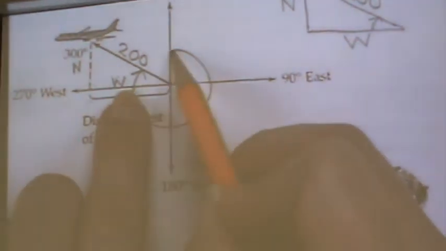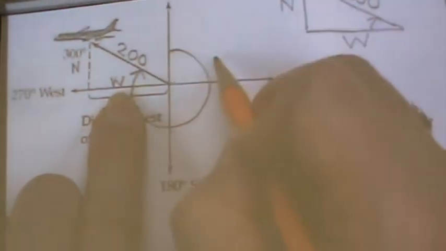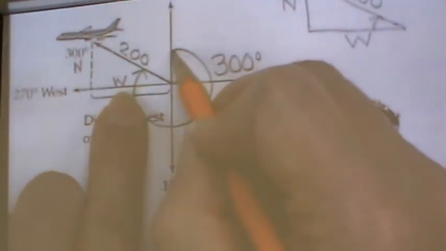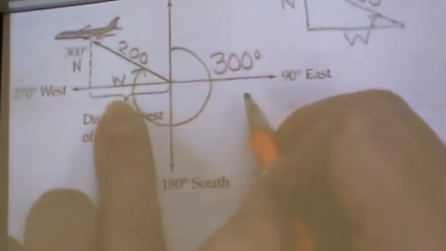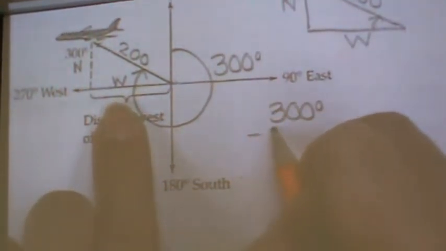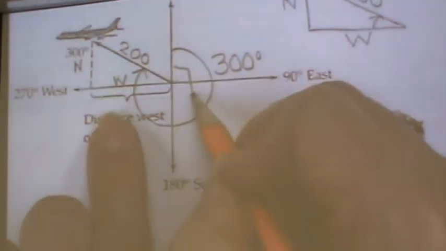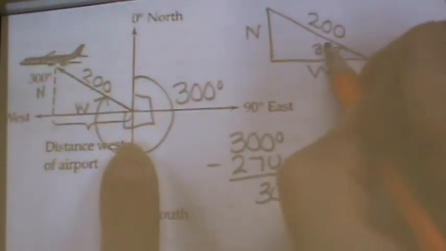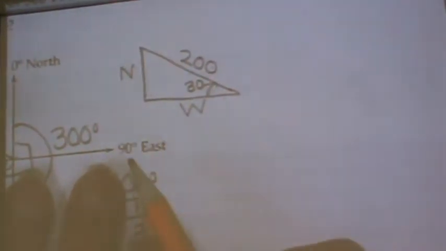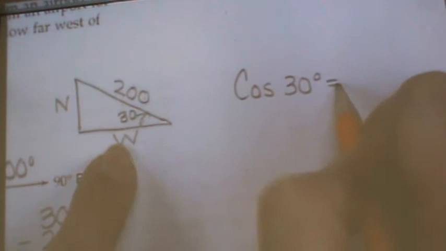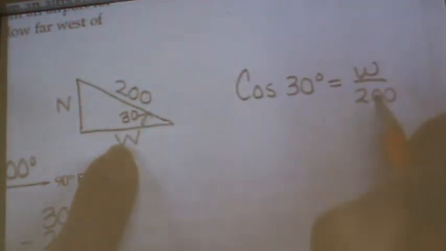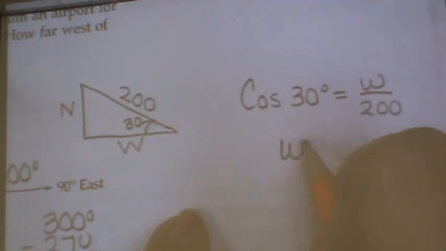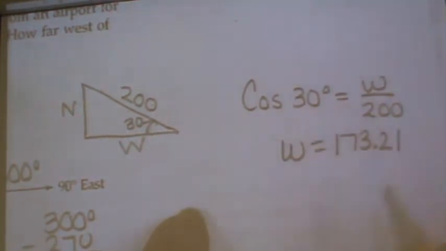Well, from here to here is 300 degrees. All the way around would be 360. So if you do 300 degrees minus 270, because that's what these are, that angle is 30 degrees. So if they're asking you for strictly how far west, I would use cosine. Cosine of 30 is equal to side adjacent over 200, and when you cross multiply, you get 173.21.